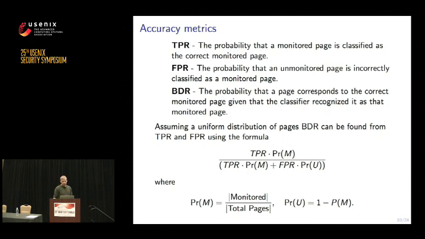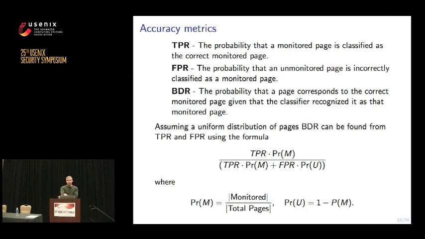Okay, so here are the accuracy metrics that we use to evaluate the attack. The first was the standard true positive rate, which is the probability that a monitored page is classified correctly as that monitored page. The false positive rate, which is the probability that an unmonitored page is incorrectly classified as a monitored page. And something called the Bayesian detection rate, which is the probability that a page corresponds to the correct monitored page given that it was classified, recognized as that monitored page.